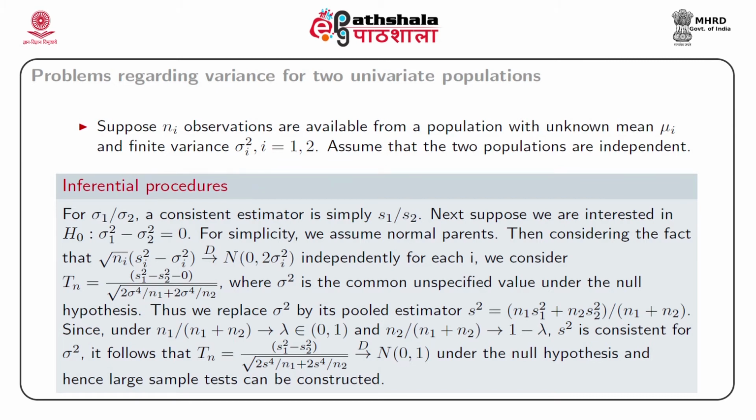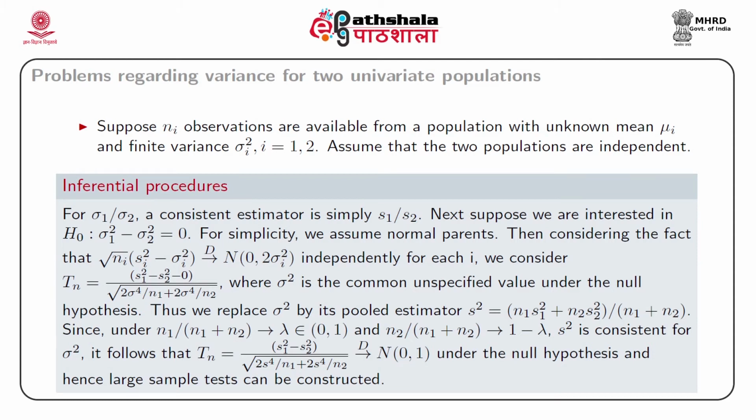Thus, we replace sigma square by its pooled estimator s square, which is defined as n1 s1 square plus n2 s2 square divided by n1 plus n2, and since under the conditions that n1 divided by n1 plus n2 and n2 divided by n1 plus n2 converge to a finite quantity belonging to the open interval 0 1, s square is consistent for sigma square, and hence we can replace sigma to the power 4 by s to the power 4 in our original statistic to get our modified statistic, which again asymptotically is standard normal under the null hypothesis, and hence we can perform large sample tests using this statistic.